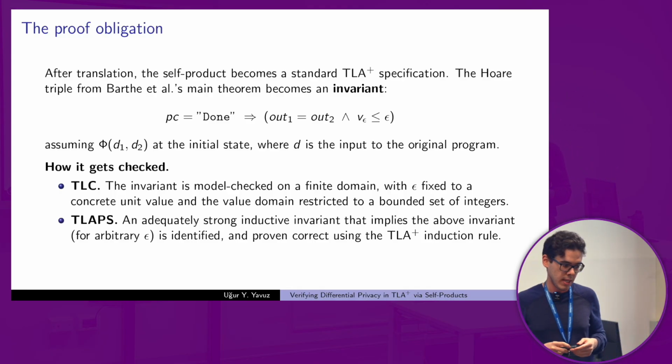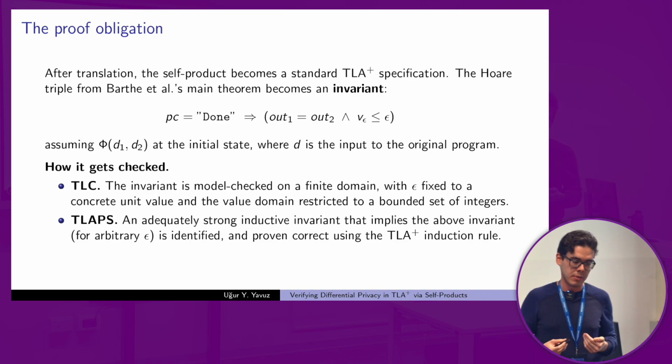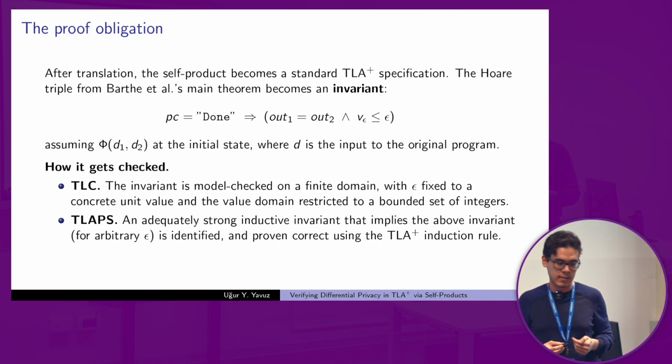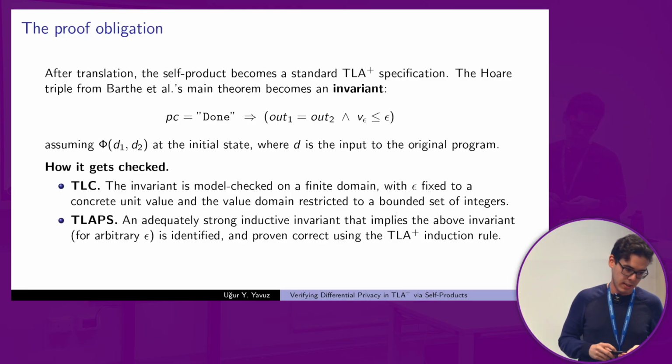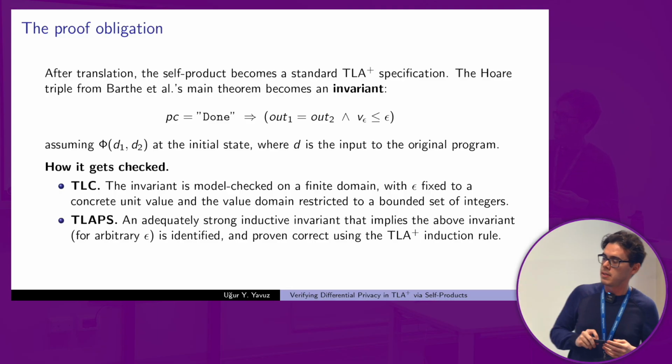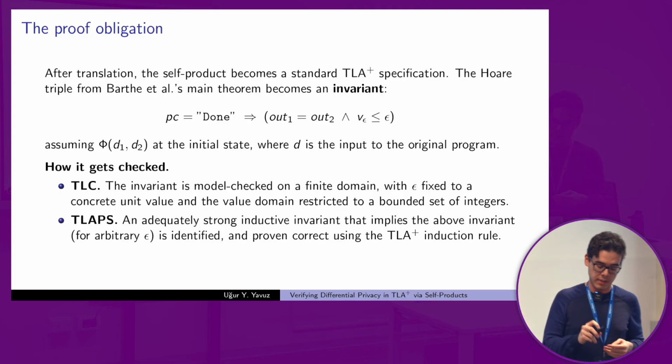And the second is TLAPS, the TLA plus proof system, for which we identify an adequately strong inductive invariant that implies the invariant on the slide. This time we do that for an arbitrary epsilon, not a fixed value as we did for TLC. And then we prove that correct using the standard TLA rule of induction.